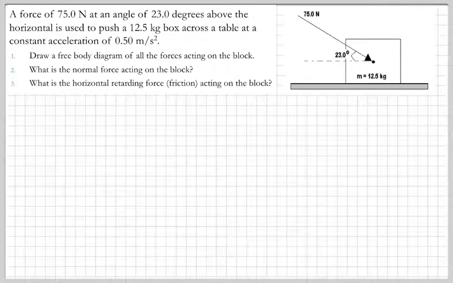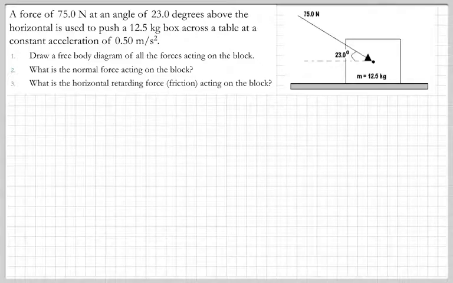Hello everyone, in this video I'm going to solve one of the questions from your notebook. So the situation is a block that is sliding across the surface and there is friction on that surface in this case, but it's not sliding at constant velocity, it's accelerating at 0.5 meters per second squared.